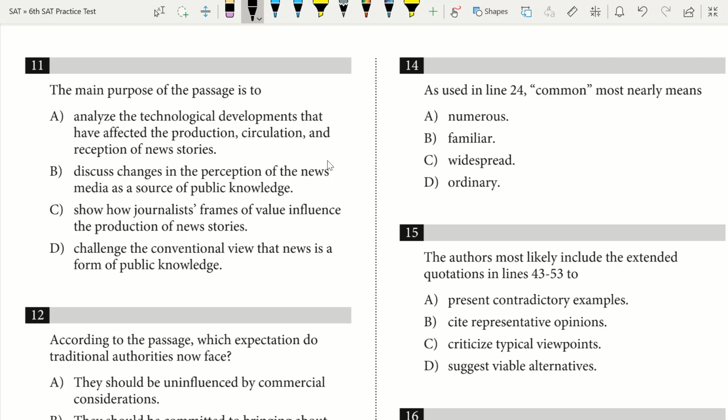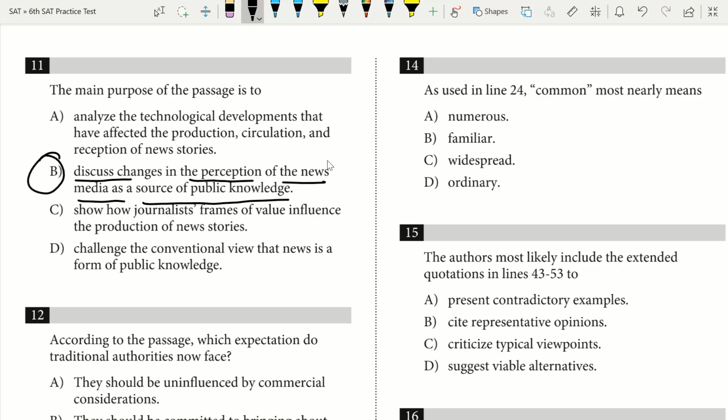And if we really think about the goal of this passage, what we're talking about is a shift from old journalism, which was more authoritative, to now news is perceived as biased, right? And people want different types of news. They want it raw rather than having a spin on it or a narrative. So that would be answer choice B, discussing changes in the perception of the news, right? We're now perceiving it as biased, as a source of public knowledge, right? We want it to be raw now and unbiased, whereas before we preferred it more authoritative, or it was more authoritative.